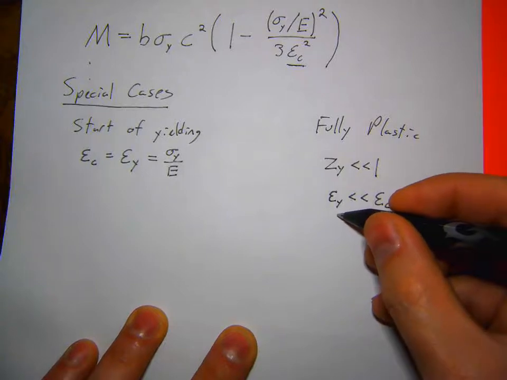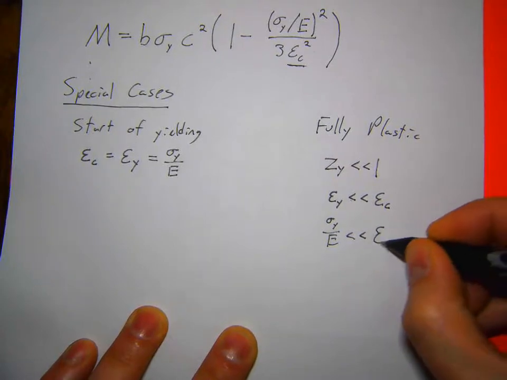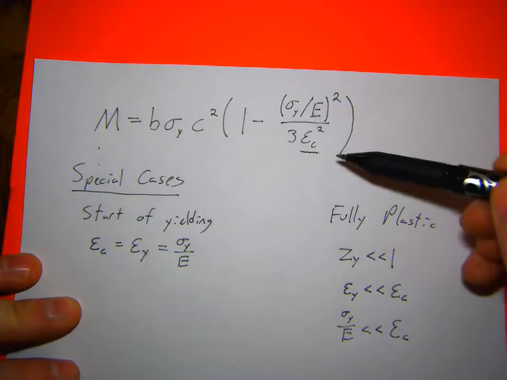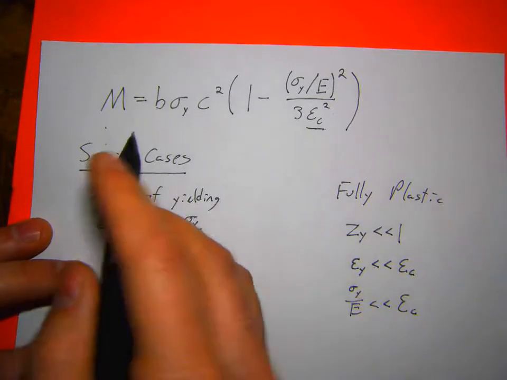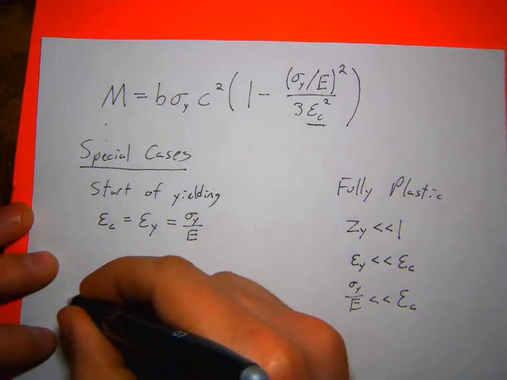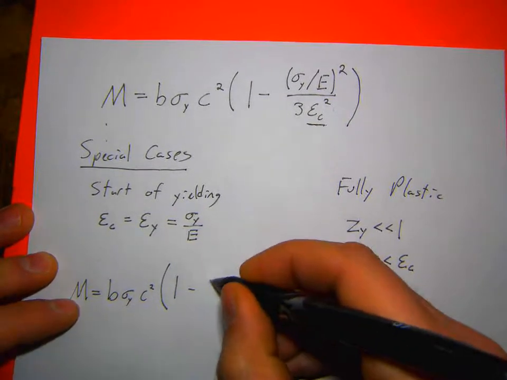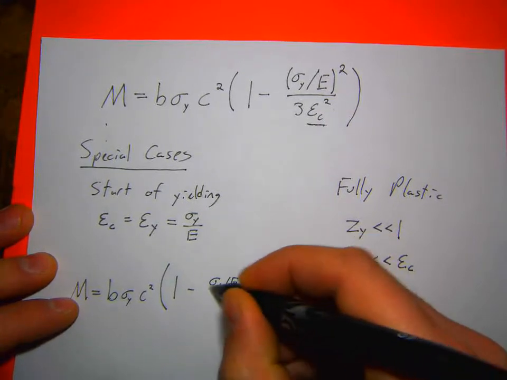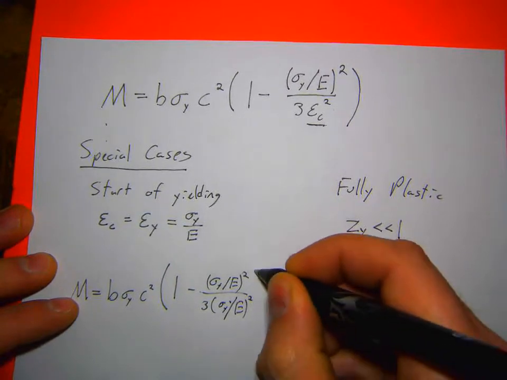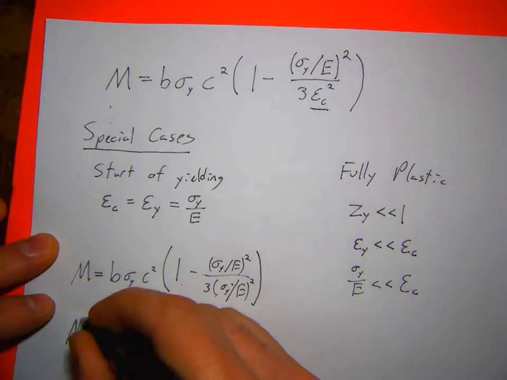So if I take these two cases now, and I take this moment derivation that I'd come up with, I can say if my epsilon C is sigma Y over E, my moment is B sigma Y C squared, 1 minus sigma yield over E squared over 3 sigma yield over E squared. So this just becomes 1/3. So then I have my moment, the moment that's required to start yielding, is 2/3 B sigma Y C squared.